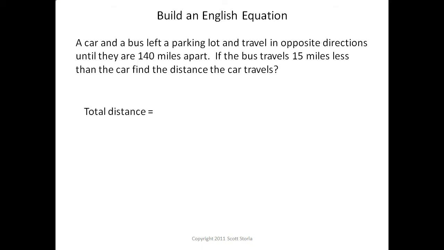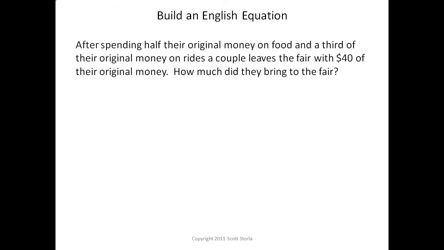In this case, I have a total distance, and it's the sum of two pieces. There's a distance that the car travels and a distance that the bus travels. Here's another one. This problem has three parts. I know that the original amount of money is the money they've spent on rides, plus the money they've spent on food, plus the $40 they leave the fair with.